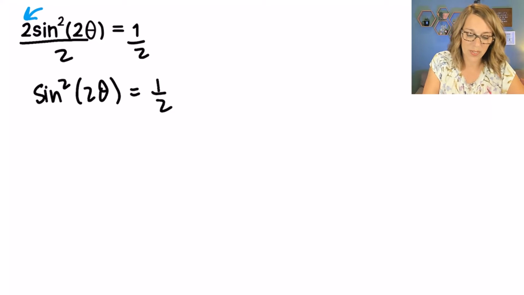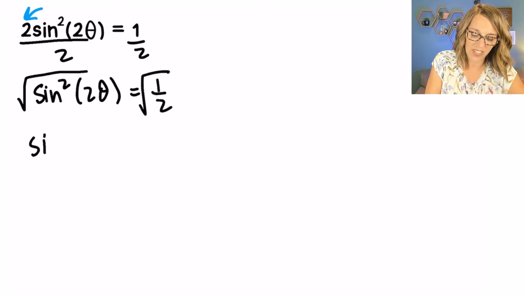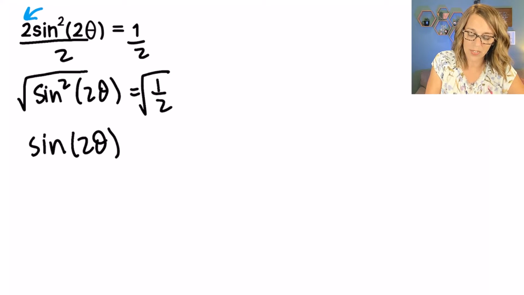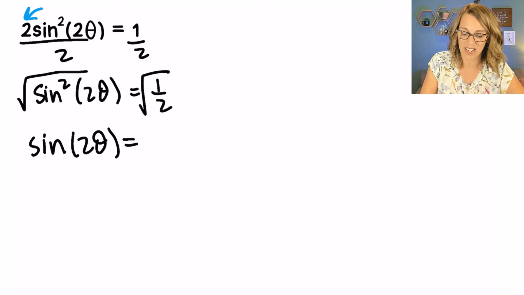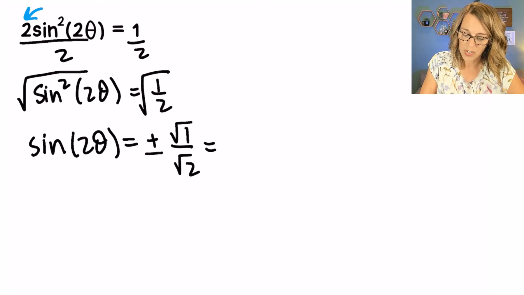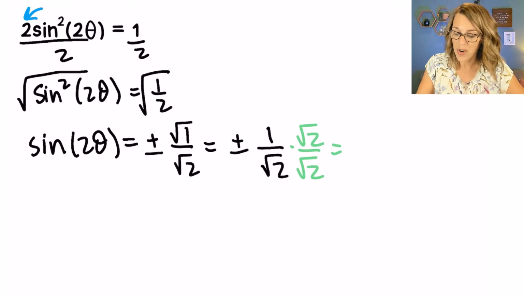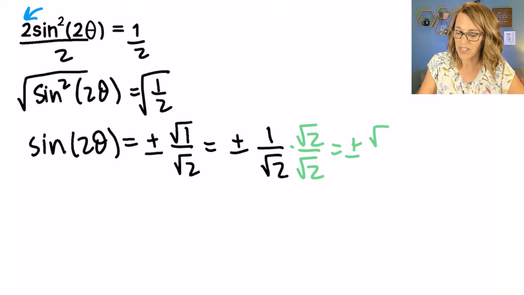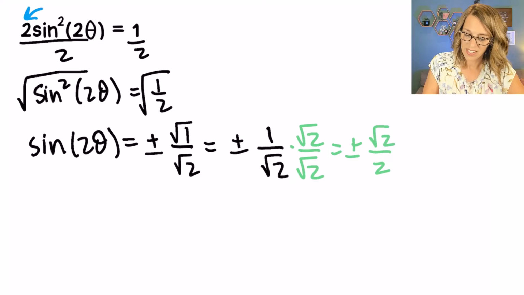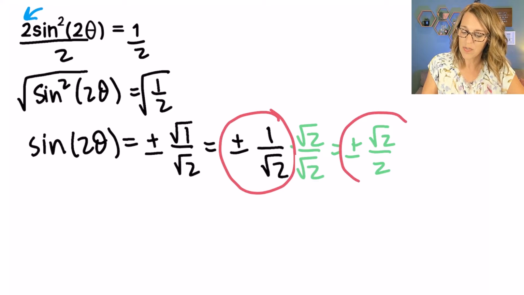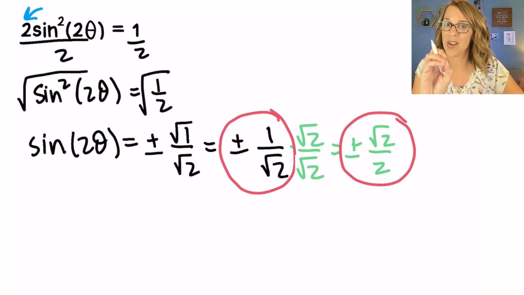Next, I want to take a square root, so I can undo that power 2. So square root, and I end up with the sine of 2 theta is equal to, this could have been positive or negative, so plus or minus the square root of 1 over the square root of 2, which will be 1 over the square root of 2. Now, if you rationalize this by multiplying it by a radical 2 over 2, you're going to end up with the other form that you might recognize, and that's plus or minus radical 2 over 2. So either of these 2 forms should get you to a common angle.